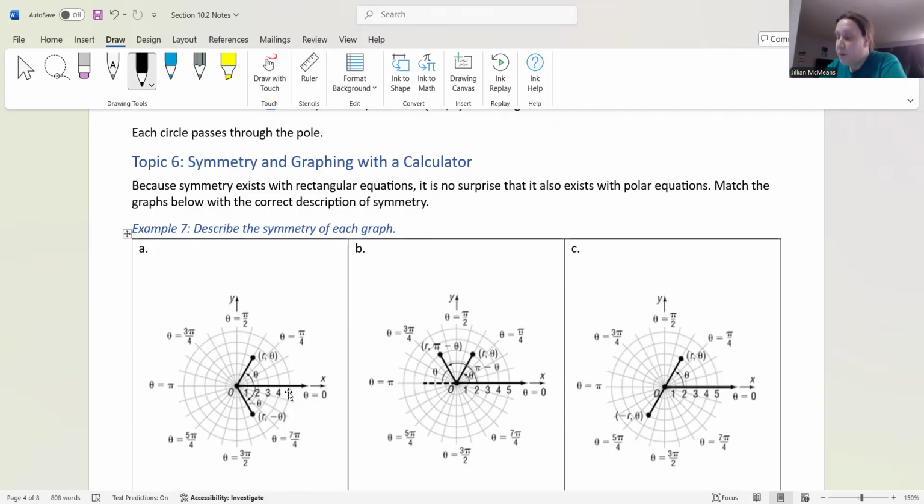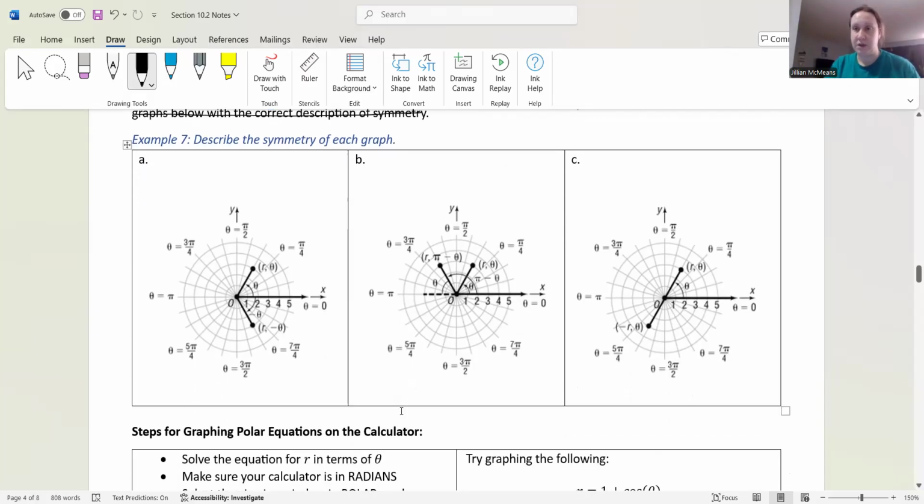So, it says here under topic 6, because symmetry exists with rectangular equations, it is no surprise that it also exists with polar equations. And then this should actually disappear. I copied and pasted and forgot to erase that out. Okay. So what we're going to do is look at these 3 graphs and discuss what symmetry would mean. Okay. So describe the symmetry of each graph.